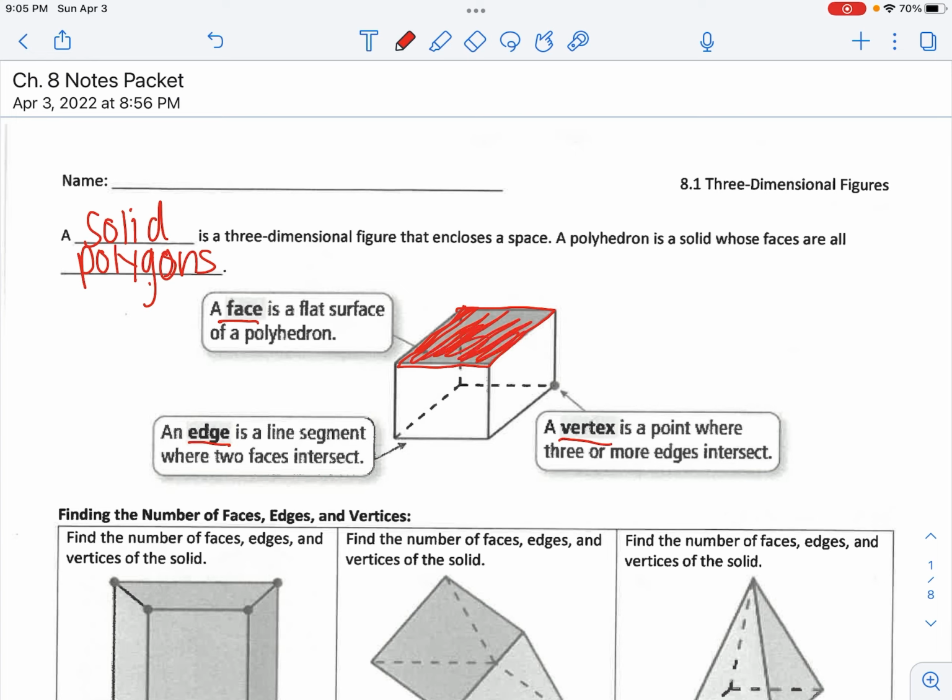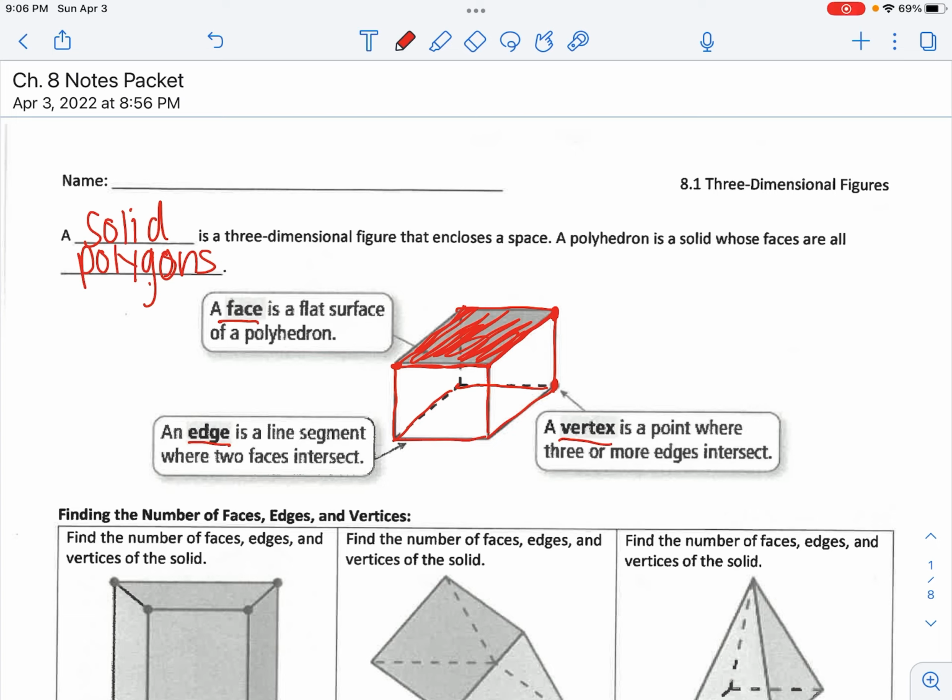Okay? An edge is a line segment where two faces intersect. So an edge is the lines. So that's here and here and here and even the dotted ones. Those are all edges. So those are just a few. There's more on there. A vertex is a point where three or more edges intersect. So a vertex are going to be the points where they meet up. So this line and this line connect here, so we put a dot there. They would also connect here and here, and so a dot would go there.